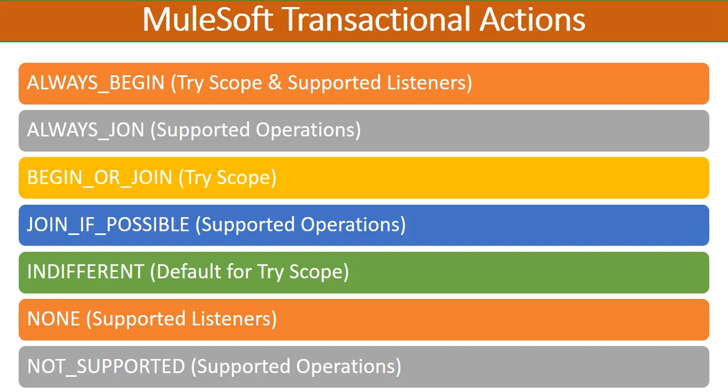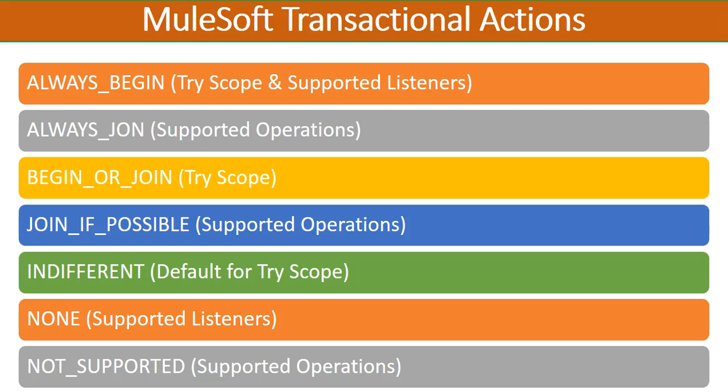And then the second option is to choose always join, and this is for the supported operations. For example, you might have some database operation or JMS operation. So for that, in the advanced configuration of that operation, you will select this always join. There is a typo on the slide, so just consider it as join. In case of always join, if a transaction is already there, it's going to join. And if there is no transaction, then it's not going to join, it's going to throw an error.